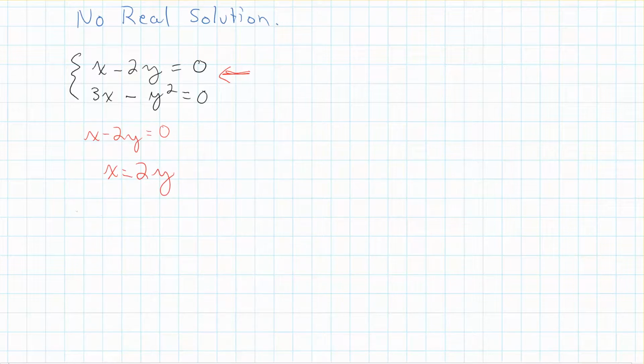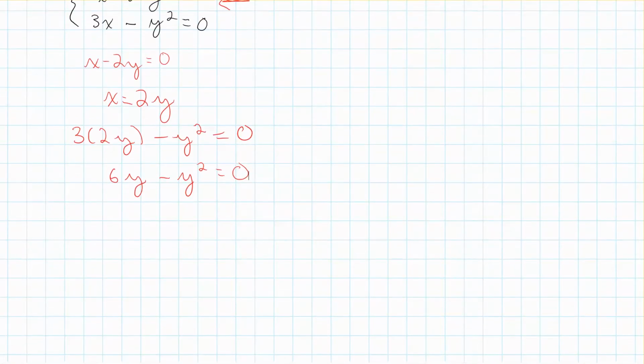So if I substitute that into the other equation, you'd have 3 times 2y minus y squared equals 0. And then, of course, distributing it, we'd get 6y minus y squared equals 0. And then let's go ahead and factor here. Well, y times 6 minus y is equal to 0. And this clearly gives me that y equals 0 or 6.